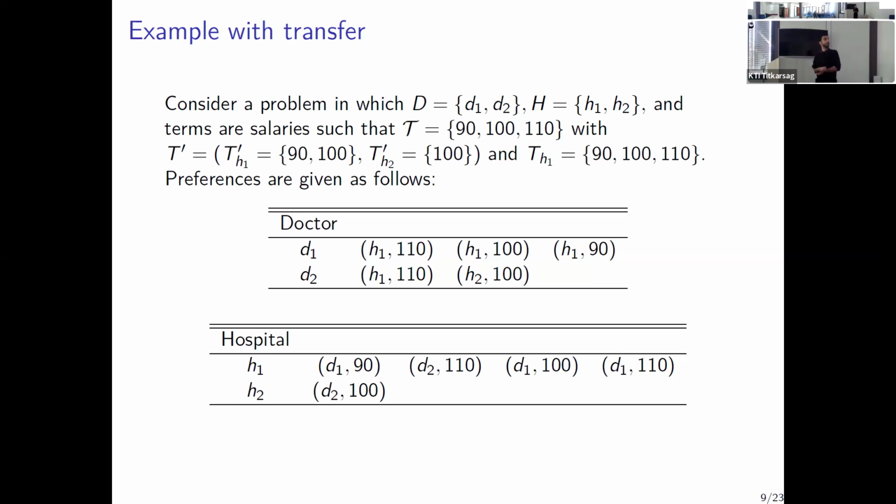In the preference of Dr. D1, we can see that there is no contract with hospital H2 that is acceptable to D1. That's why I will not write here in the preference of hospital H2 a contract with D1. And same for Dr. D2. D2 accepts to work for hospital H1 only if her salary is 110, meaning that a salary of 90 or a salary of 100 is unacceptable to her at H1. That's why I will not write here the contracts with Dr. D2 and a salary of 90 and a salary of 100. But otherwise, it should be somewhere here, preferred to a salary of 100.